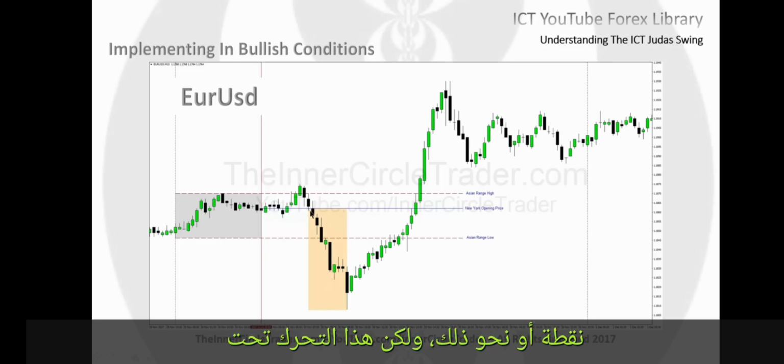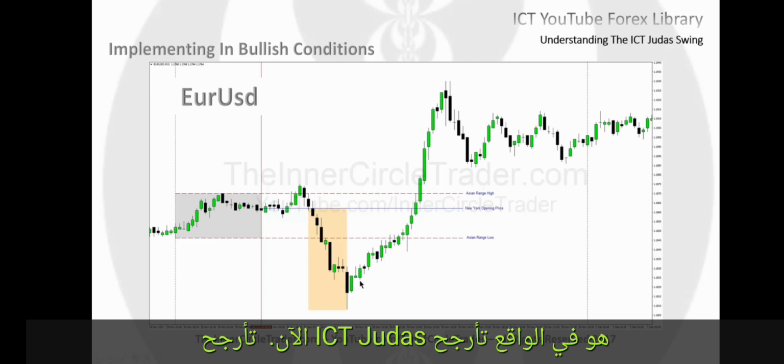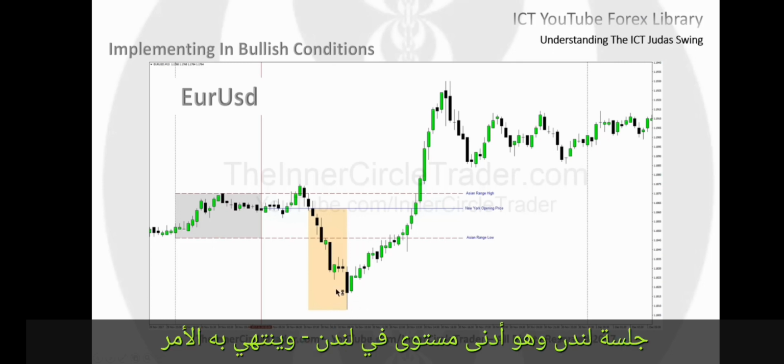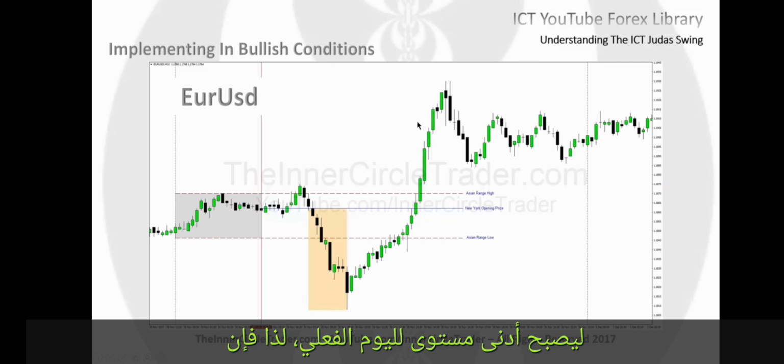But this move below the opening price that's shaded in here, this is actually the ICT Judas Swing. Now, this is a bullish Judas Swing, and it creates the low of the day inside of the London session. The London low ends up becoming the low of the actual day. So what we look for is obviously a higher time frame premise that we are anticipating bullishness or a higher close on the day, and we wait.